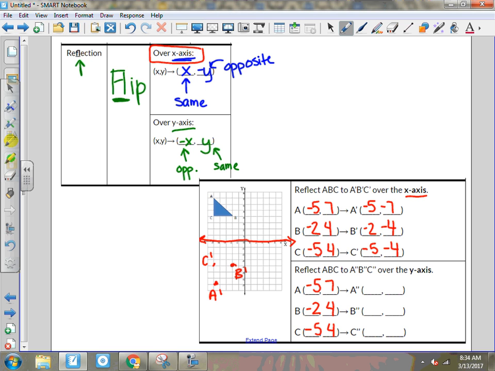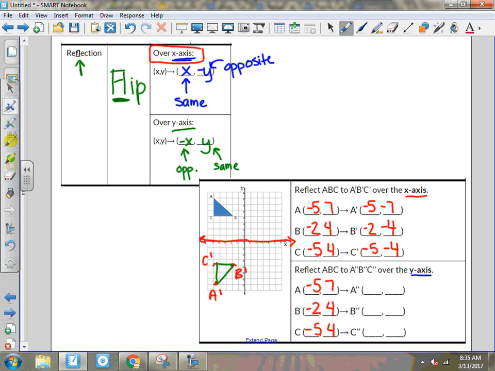Go ahead and connect those dots. And we have A prime, B prime, C prime. You can see that it's almost like that shape looks at the x-axis like a mirror. So it was 4 spots away from the x-axis, now it's 4 spots away from the x-axis on the other side. Alright, let's go ahead and go over the y-axis now.